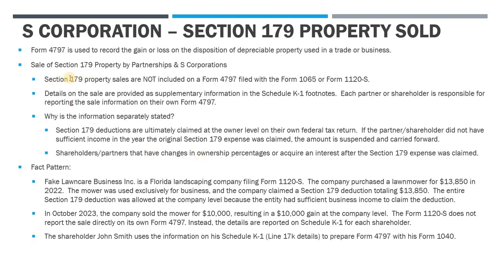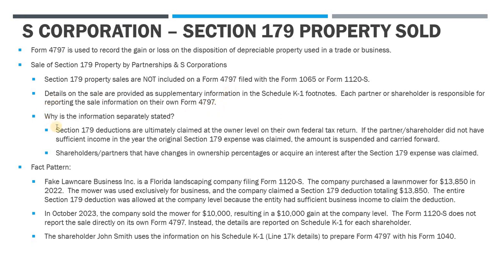So when we talk about the sale of 179 property, when you are selling it through a partnership or an S corporation, again, that information isn't reported on the entity's own Form 4797. It's reported as footnotes and included with each shareholder's Schedule K1.